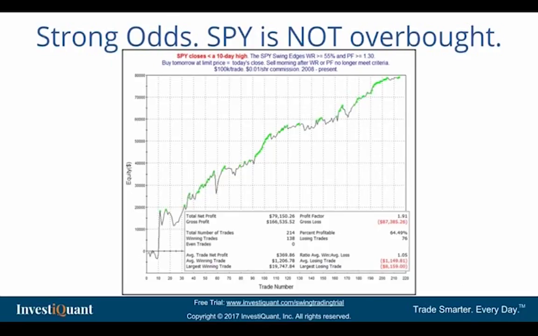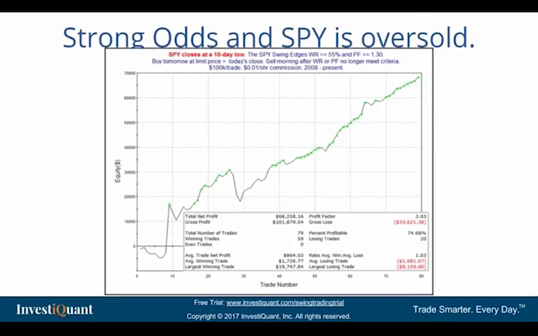And then lastly, we saw what happens when it's overbought. We saw what happens when it's not overbought. What about when it's oversold? So here, swing edge is 55, 1.3, but SPY is at a 10-day low. Now we're looking at even better numbers. Profits aren't quite as good here, total profits, because of the fact that you're not in it nearly as much. It's less trades. Your profit factor, though, has jumped up to 3. That's a big profit factor for a system like this.